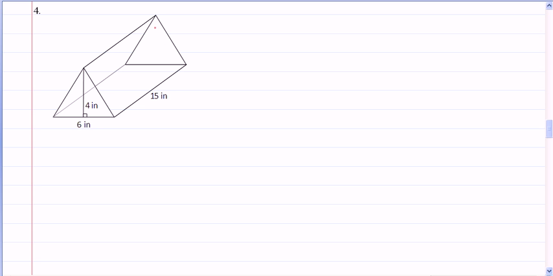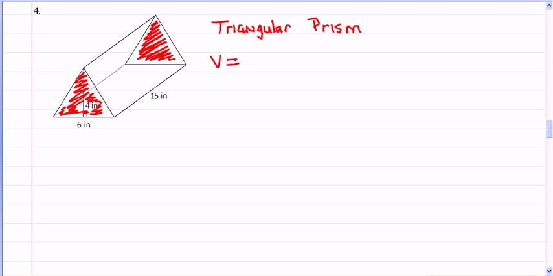For number 4, this is another triangular prism, because this triangle here and this triangle here are parallel to each other. So these two sides are like your ceiling and your floor. So this is a triangular prism. And once I identify the figure, I write the formula, base times height. And the height is the distance between the ceiling and the floor, which is 15.